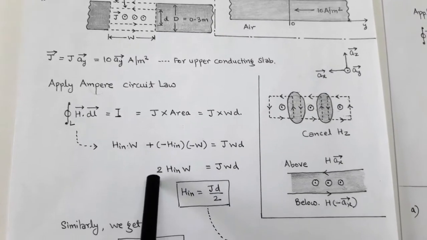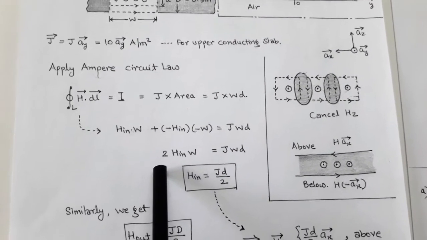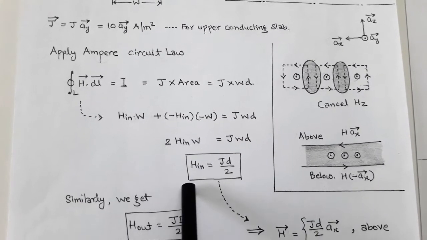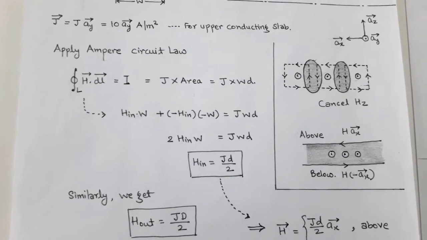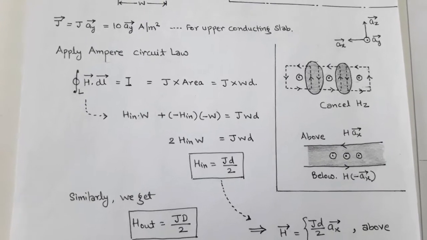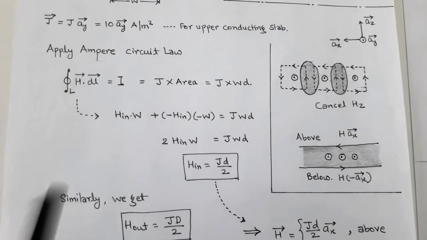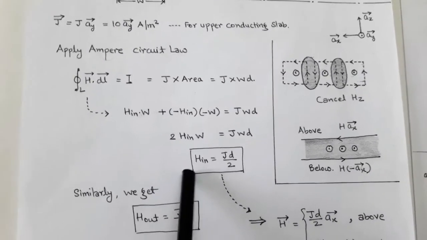So from here we can get 2H into W equals J into WD, and here W is cancelled, we get H inside equals Jd upon 2. So this is the magnitude part of the magnetic field intensity H vector.